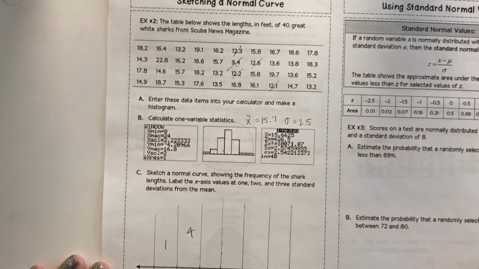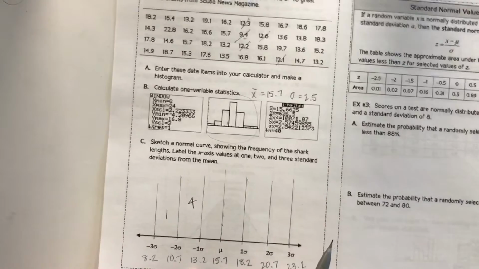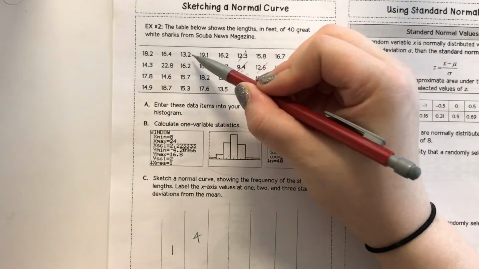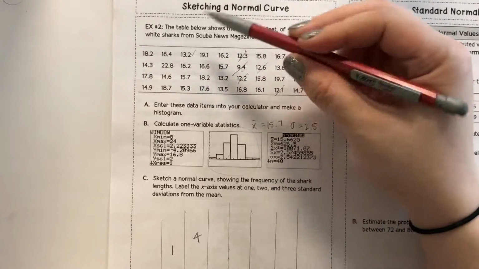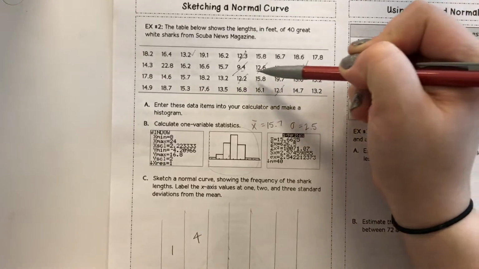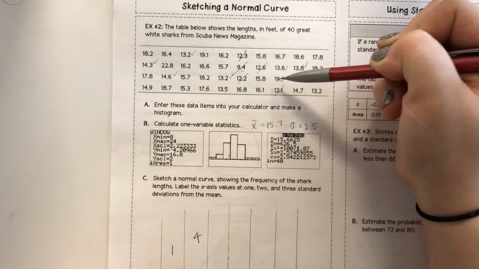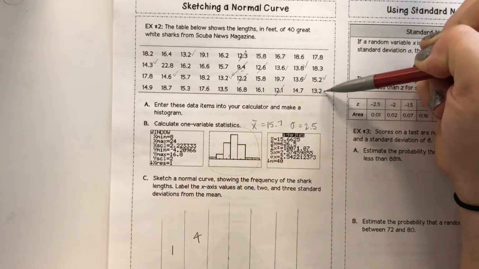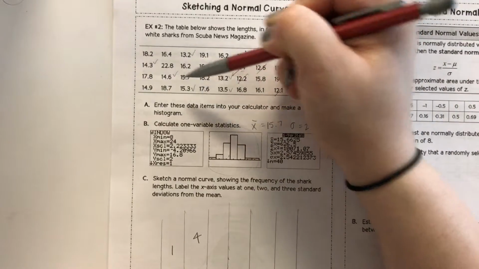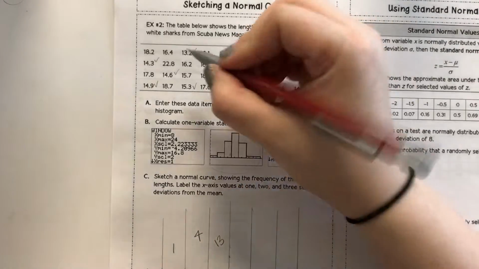Okay, so now we're going to look and see how many values fall between 13.2 and 15.7, including 13.2 this time. So we have 1, 2, 3, 4, 5, 6, 7, 8, 9, 10, 11, 12, 13. I count 13. So you can go through and cross those off now.